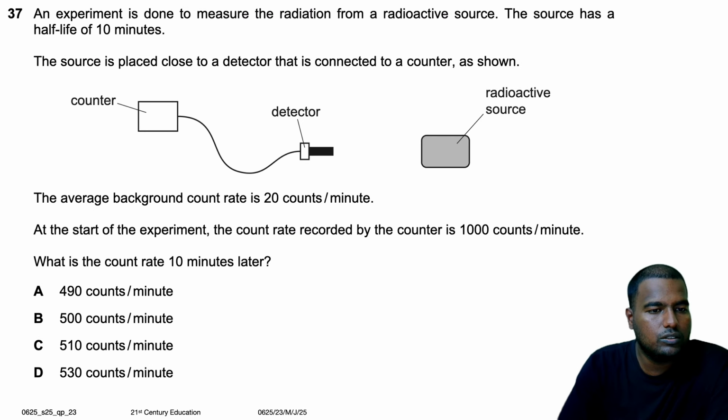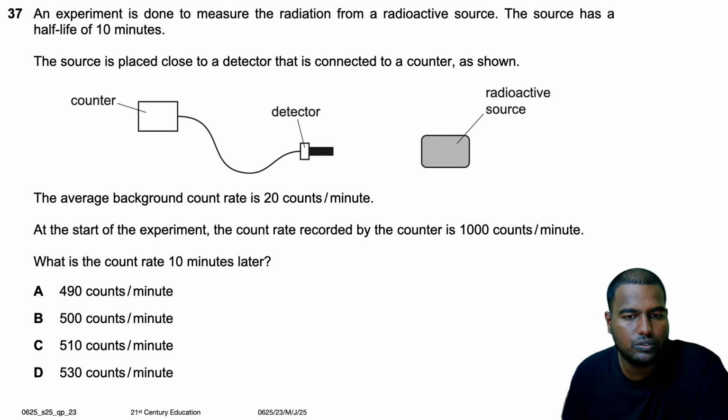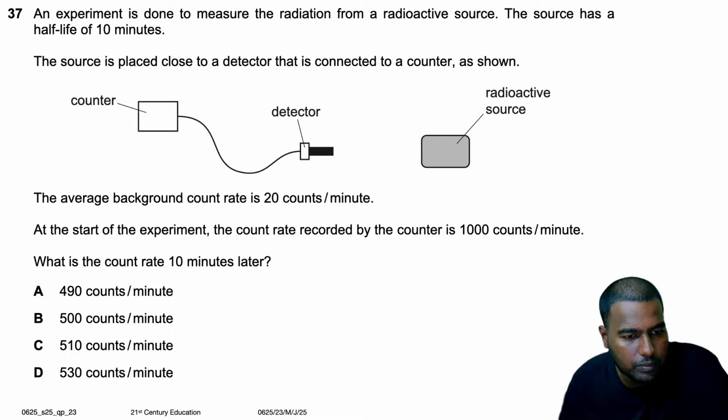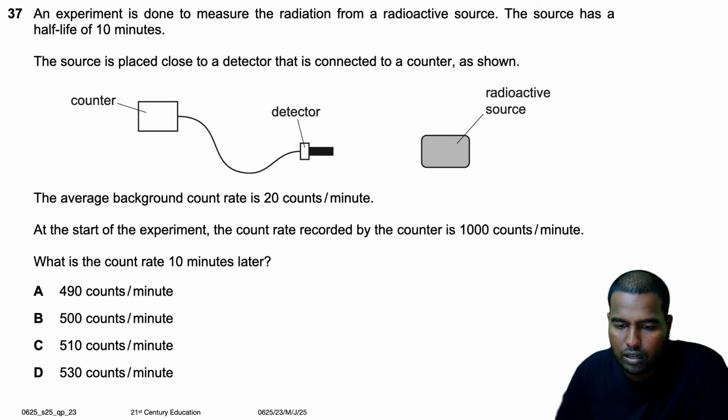An experiment is done to measure the radiation from a radioactive source. The source has a half-life of 10 minutes. The source is placed close to a detector that is connected to a counter as shown. The average background count rate is 20 counts per minute. At the start of the experiment, the count rate recorded by the counter is 1000 counts per minute. What is the count rate 10 minutes later, meaning after one half-life?